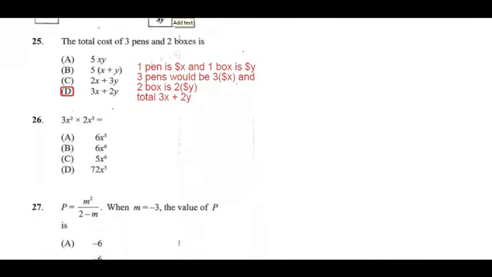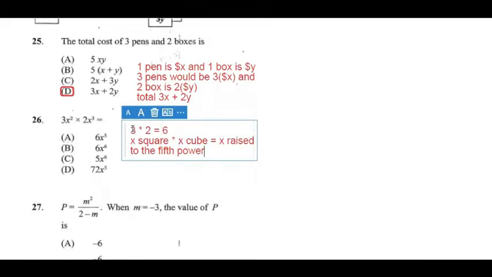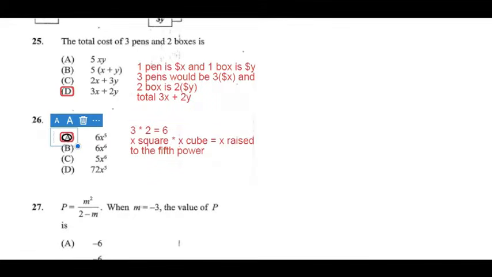So 26, 3x squared multiplied by 2x cubed. So remember guys, this is indices of multiplication. So therefore, once the bases are the same, you just add the indices. So let's just separate it. It would be 3 multiplied by 2 to give us 6, and x squared multiplied by x cubed to give us x raised to the 5th power. And that is simply what we do. So it is the law of indices, multiplication, and therefore the answer for 26 is A. And we're moving nicely along.